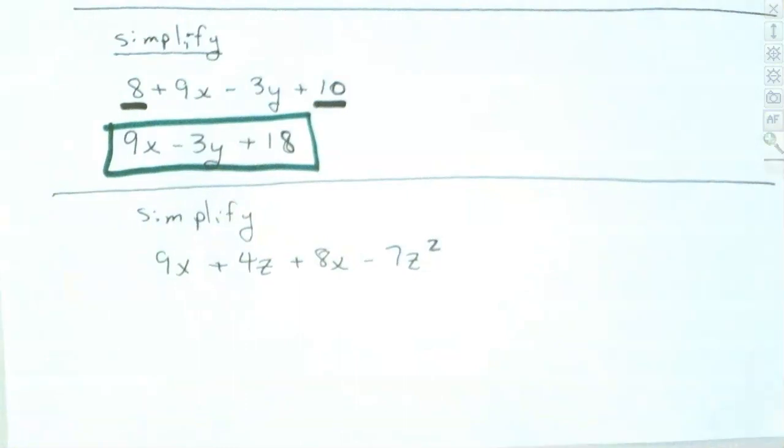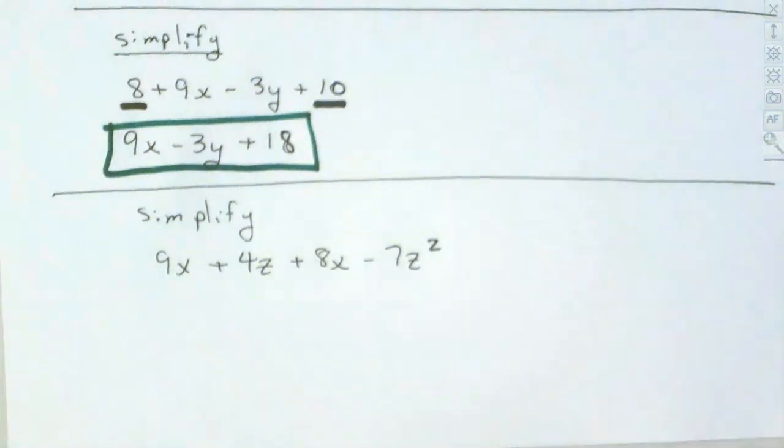Okay, let's look at this one. Now, when you write your answer, the order doesn't matter as to which variable goes first. Normally I'll write the x first, but you can write the z first. It really doesn't matter as long as they're all there.